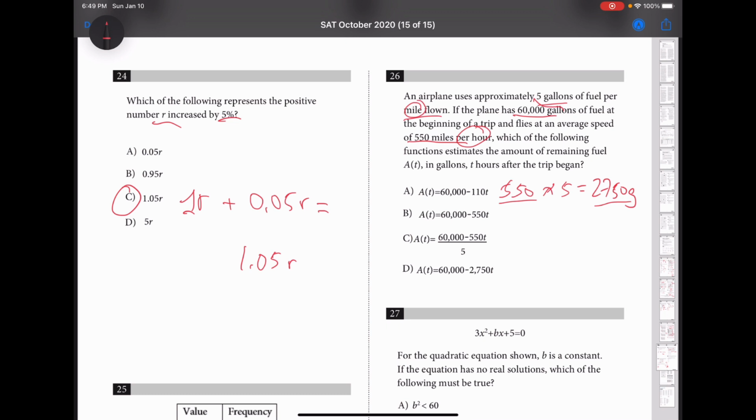Now you're trying to figure out the amount of remaining fuel after t hours. If this is 2,750 gallons per hour, then you can take 60,000 minus 2,750t, because t represents the number of hours being flown. So the answer here should be D for number 26.